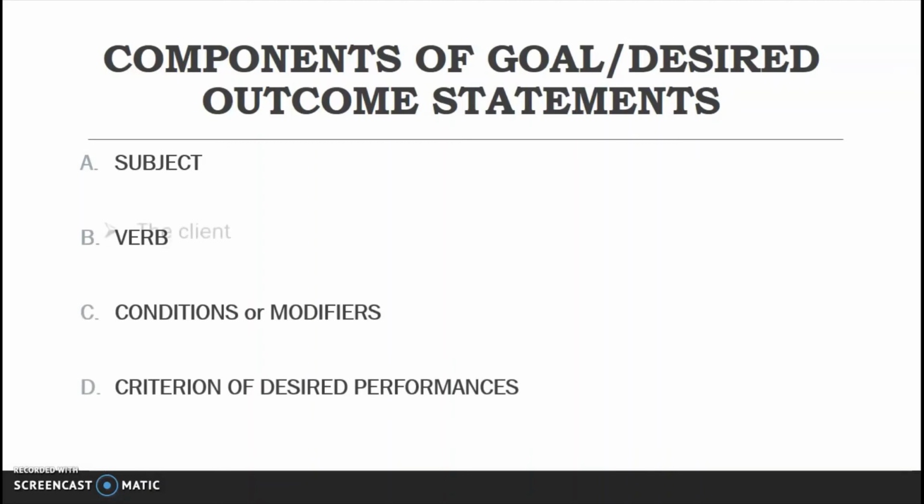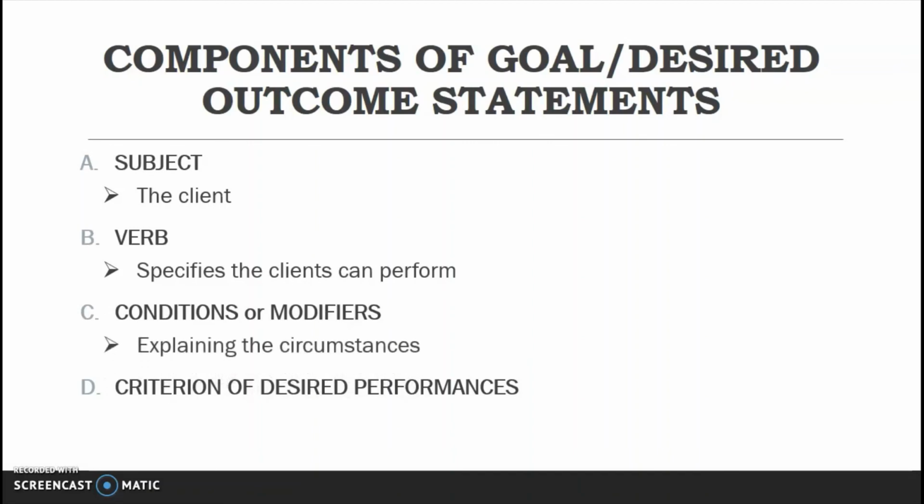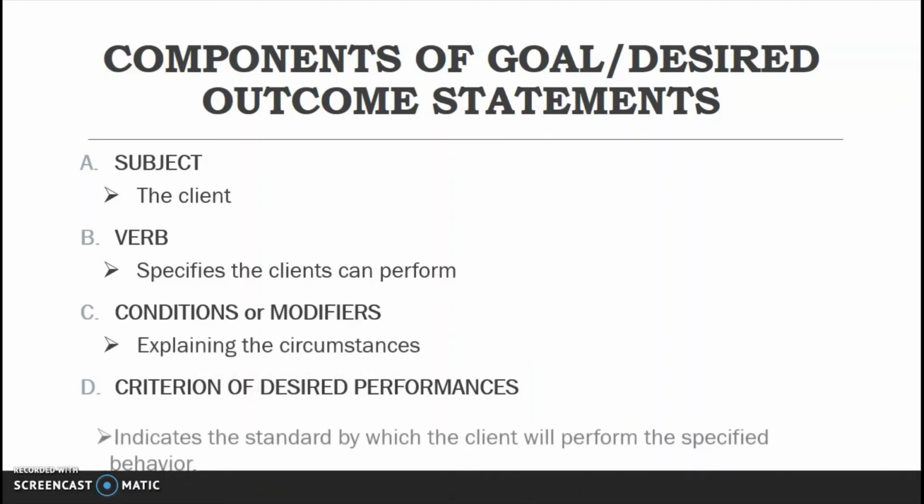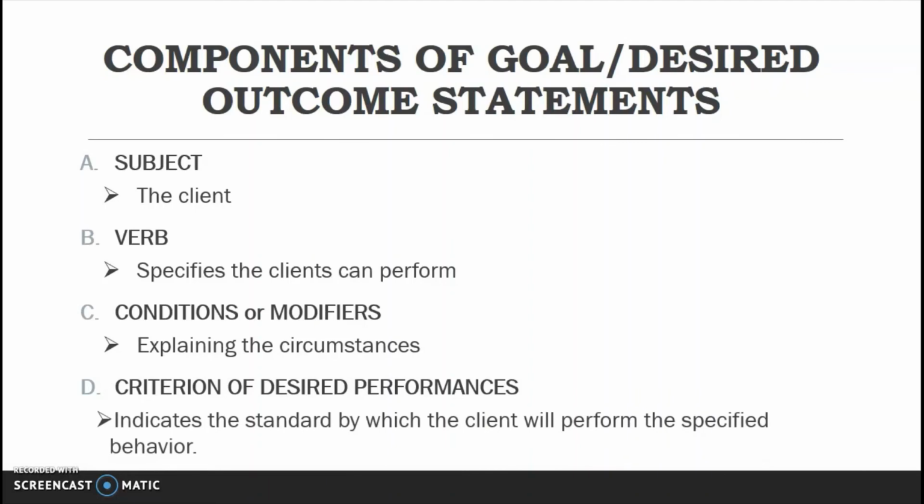For the subject, this is the client. The verb specifies the action the client can perform. Conditions or modifiers explain the circumstances, while the criterion or desired performance indicates the standards by which the client will perform a specified behavior. So whenever you set or create a nursing outcome, a desired outcome, or a goal, it has to have these 4 components.